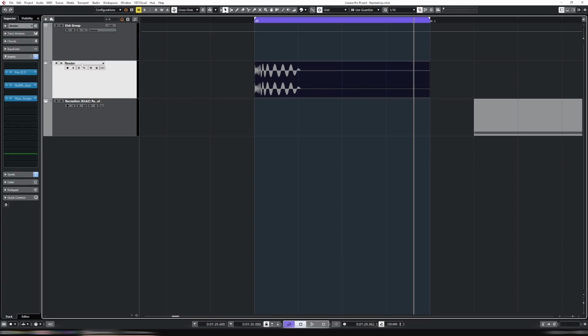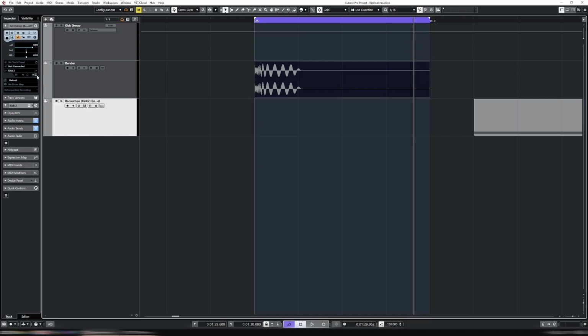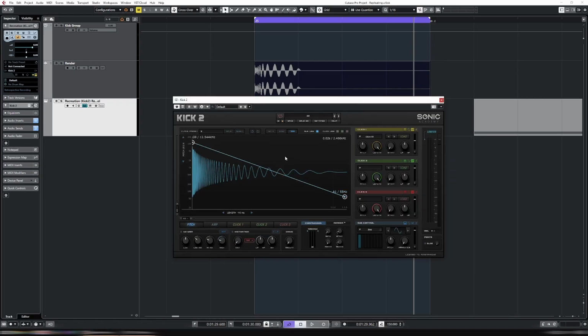Let's try and recreate that in Kick2. Let's open it up. And then we have an init patch here with nothing going on in the amp or pitch curves. Before we start though, I think it's important to discuss the elements of the kick.